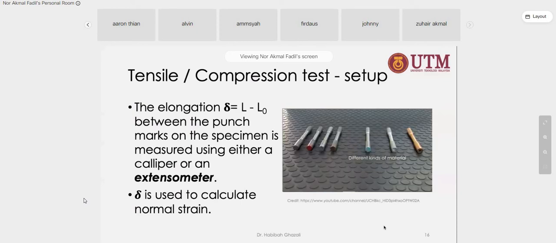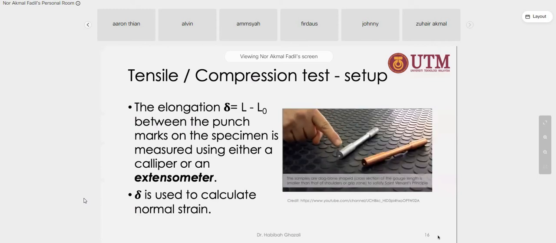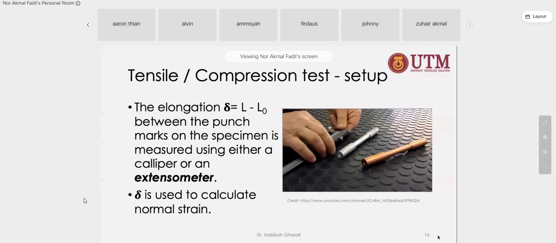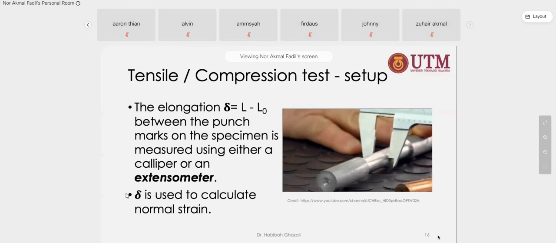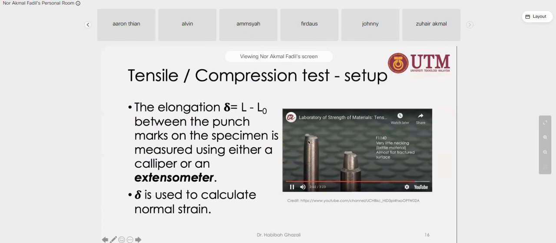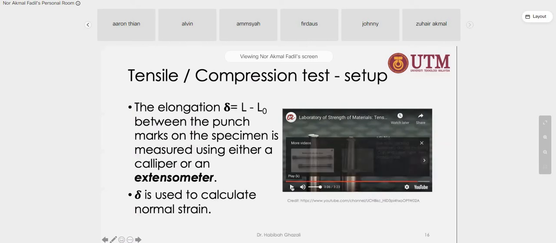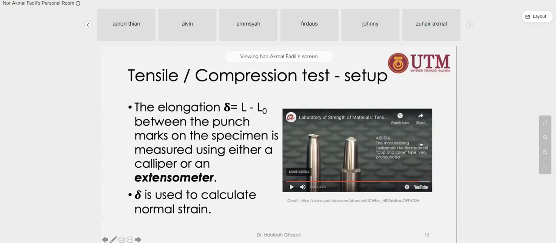Okay, different kinds of materials. This is copper, aluminium, okay, stainless steel. This is brittle necking. You can see aluminum is soft. Right, this is stainless steel. You can see there is some necking, but necking means that it can be reduced in size. So compared to the other metals, like this one, this is aluminum.